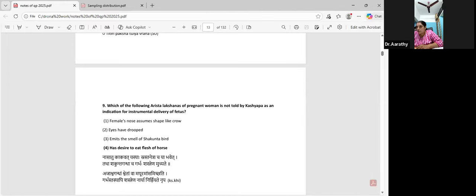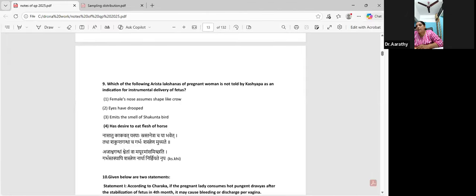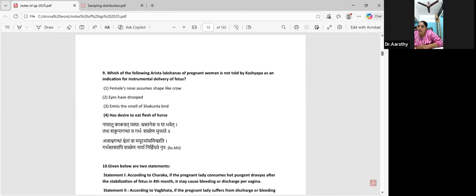So, which is the context? Mudagarbha is the context. And Kashyapa has said a few symptoms where Shastra karma is indicated in Garbhini. If at all the Garbhini has a desire to eat flesh of Mayura, that is peacock, that is what is said, but the option given is flesh of horse. That is why it became wrong.